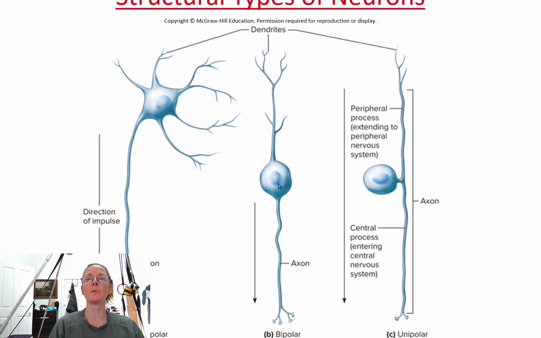Then we have something called unipolar or pseudo-unipolar, where basically we have a dendrite up here that's immediately fused to an axon, and the axon travels all the way to its target, and the cell body just sits off to the side. And we will see that almost all the sensory neurons in the peripheral nervous system are of this pseudo-unipolar type. So what we will have is some kind of receptor up here.